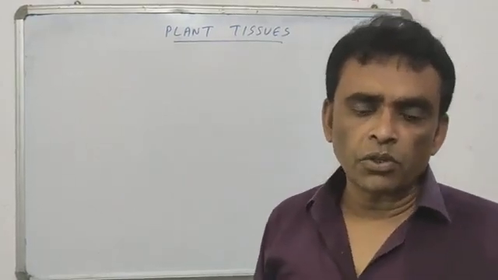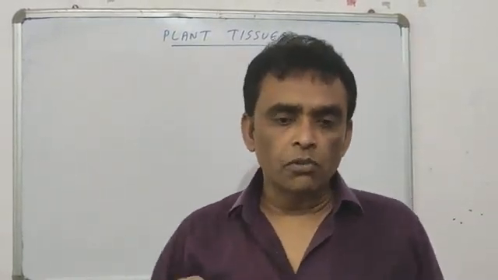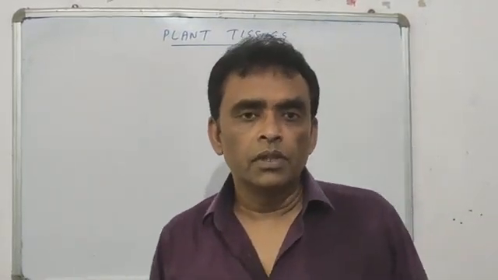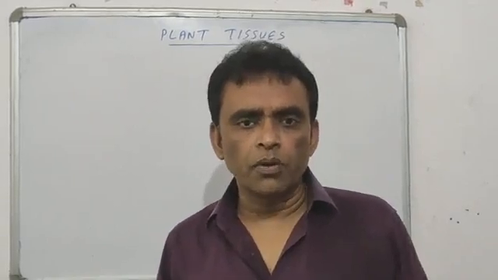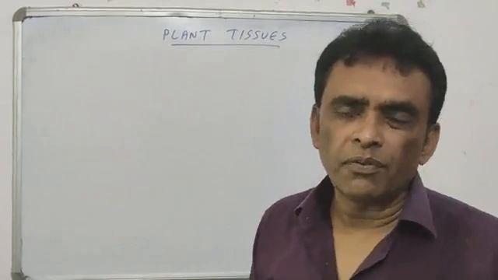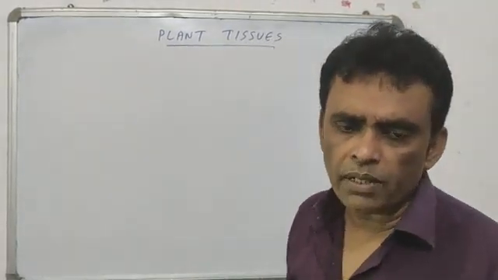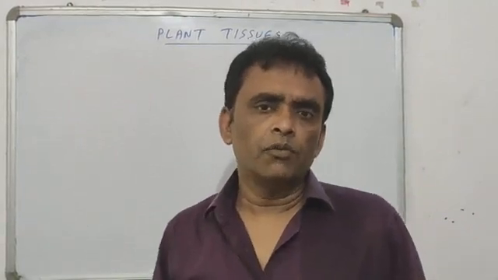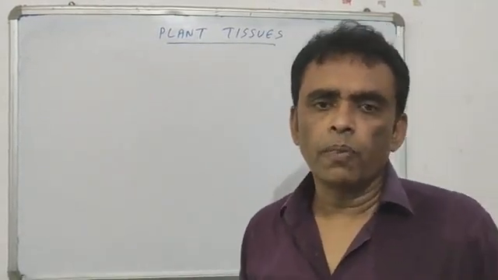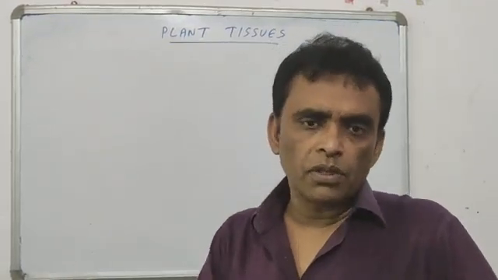In this video, we are going to talk about tissues, plant tissues mainly. Animal tissue will be discussed in another video. Tissue is a group of cells which performs a particular function. The functions of plants, everyone knows, are very different from what animals do. Therefore, the plant tissues are very different from the animal tissues.